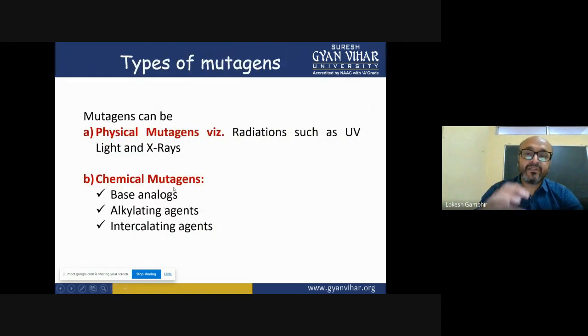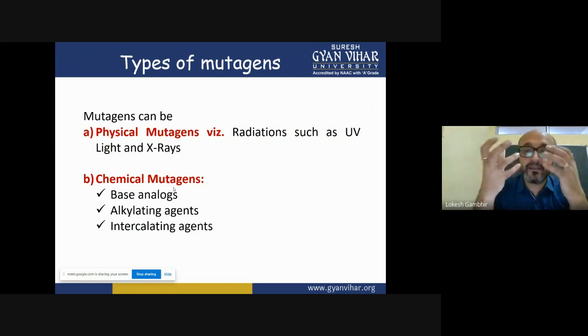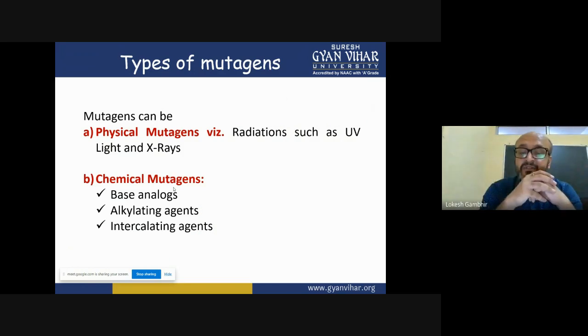Base analogs mimic a natural base, that is A, T, G, or C. They can mimic any of the bases, and then incorporate themselves inside the DNA during replication, and thereby cause a mutation or aberrant expression. Alkylating agents can alkylate a base, for example the cytosine residue. The repair pathway will recognize that and then incorporate thymine in place of it. Intercalating agents attach in between the DNA sequence, thereby causing the mutation.